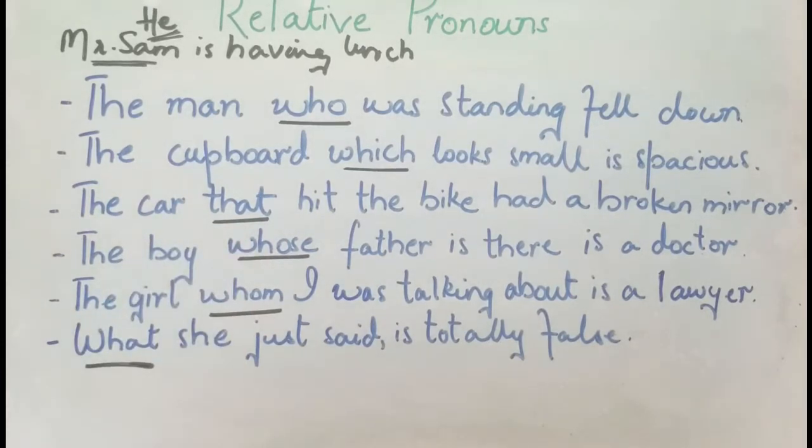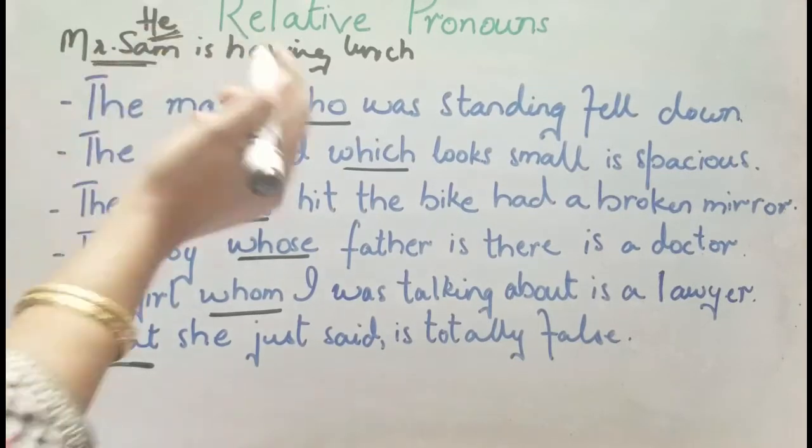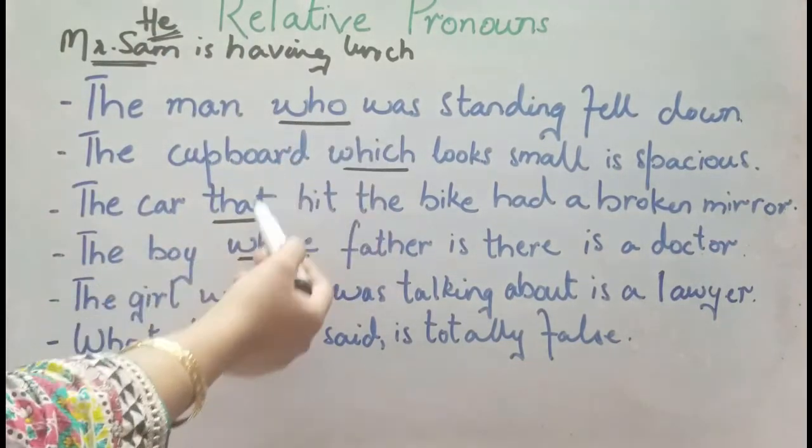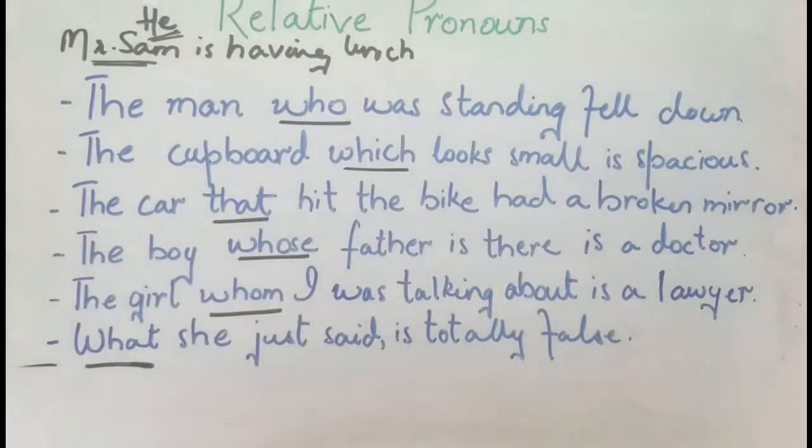The next one, what she just said is totally false. When there is no antecedent, there is nothing over here, we use what. Okay, let's move on. I hope you have understood what relative pronouns are. Relative pronouns are simply these: who, which, that, whose, whom, and what. Now people get confused about when to use these and how to use these, so it's pretty confusing. So let's go into a bit more detail.